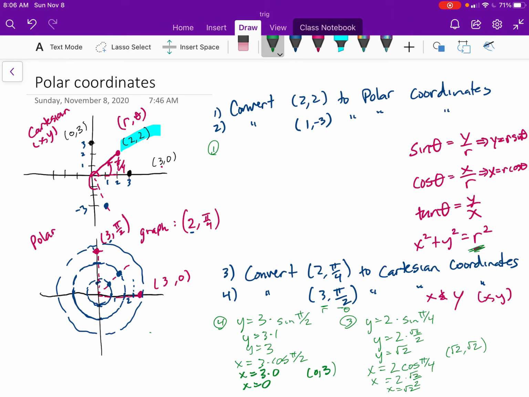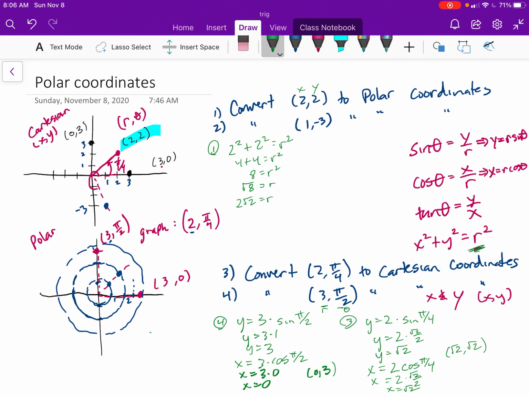So (2, 2). So that's x and that's y, right? So 2 squared plus 2 squared equals r squared. So 4 plus 4, 8 is r squared. So r is square root of 8. And in this case, well, in all cases, I'll explain how r can be negative at the end, but for now we're going to always create r to be positive. All right, so we get 2 root 2 for r.